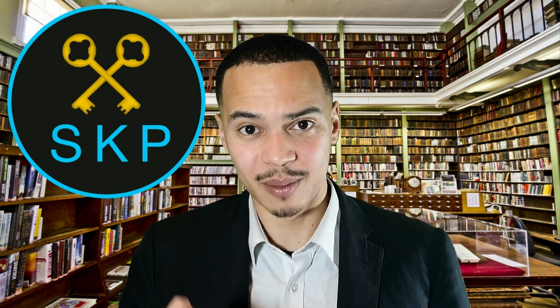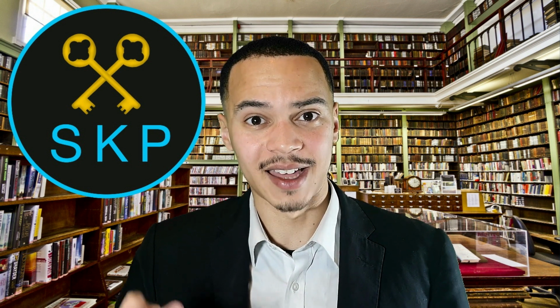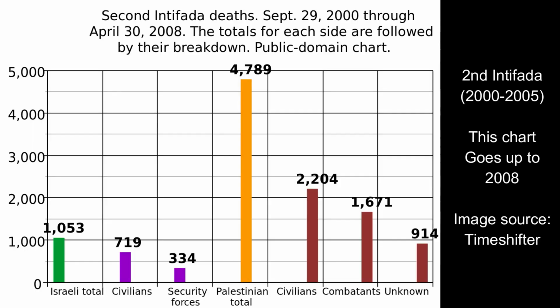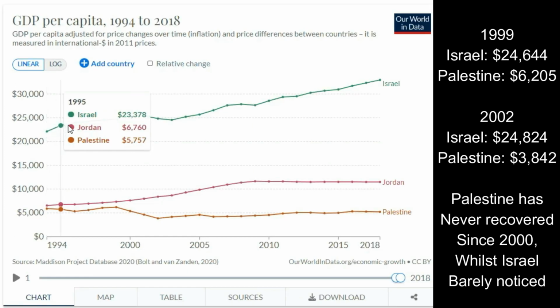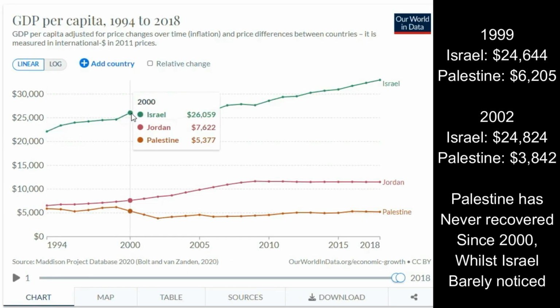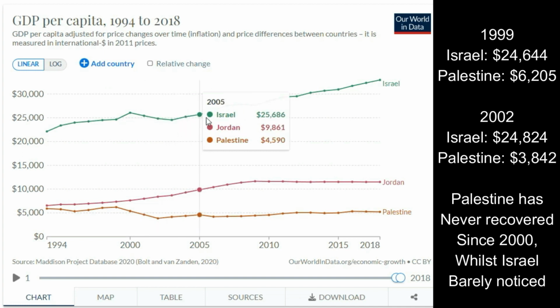And it ended up causing such a backlash, just him going up onto the Temple Mount and praying, that this led to the Second Intifada, which was even deadlier than the First Intifada. And this saw 3,000 Palestinians dead, and it saw 1,000 Israelis dead by the year 2005. So as you can see on the chart here, it had a huge impact on the economy of both Israel and Palestine. But what's notable is it seemed to have a much bigger impact on the economy of Palestine.